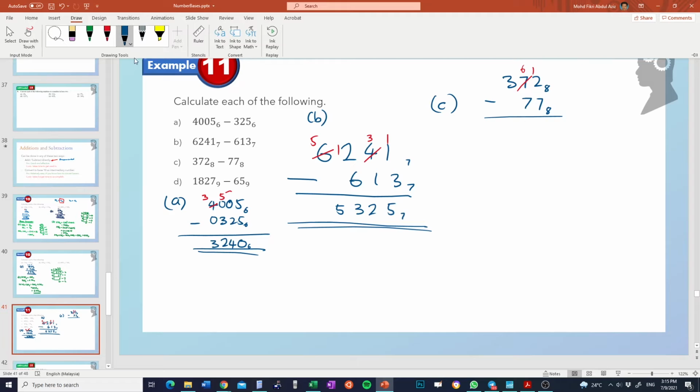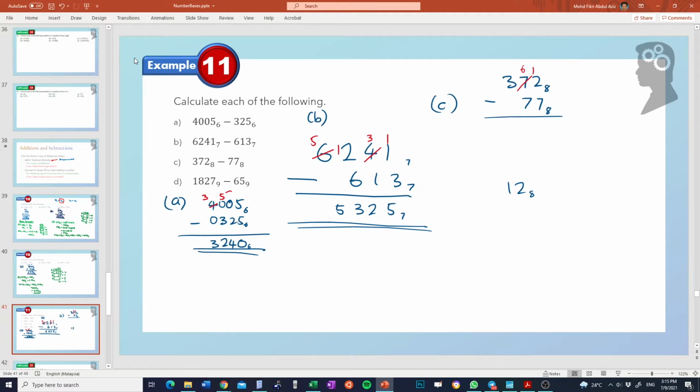What is 1, 2 minus 7? Okay, pinjam ruang sikit. 1, 2 base 8 minus 7 base 8. Okay, because this 1, 2 is basically 10 base 10. Betul ke tidak? Minus 7 base 10, which is 3 base 10. Ataupun 3 base 8. Bukan 5. Bukan 5, ya.